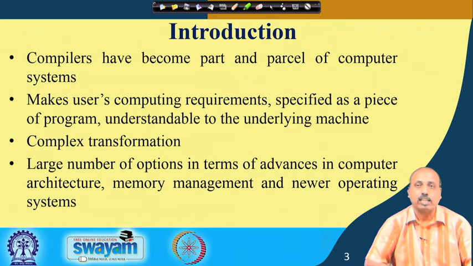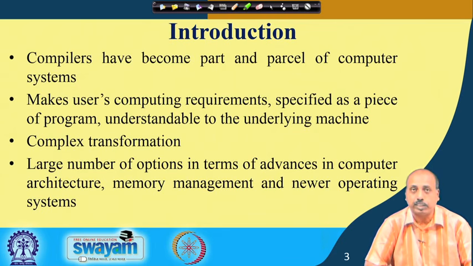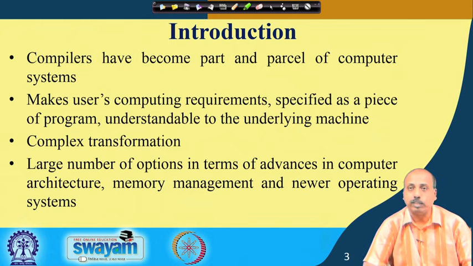These translations are the essential part that we have in compilers. These compilers translate the user's program, the computation requirements specified by means of a piece of program, into a form understandable to the underlying machine. So, the user writes a program, that program may be syntactically correct, that is grammatically correct as per the language, and the program is hopefully semantically correct, that is, the meaning of the program is what the user wants to compute.